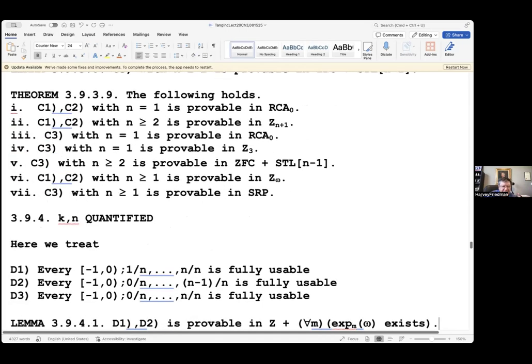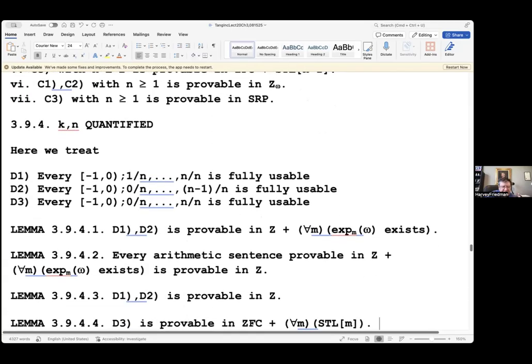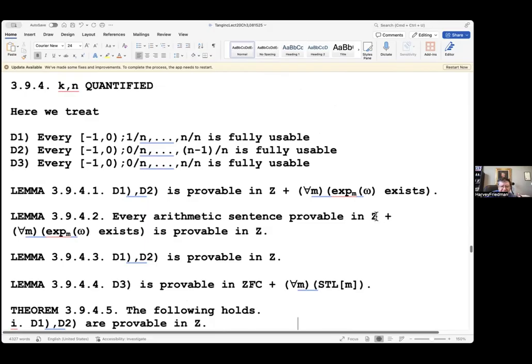Okay. Now, when K and N are both quantified, from just reading the informal argument, we get this. And this. Yeah, for every M, subtle of M. Subtle of M is a theory that says there's an M subtle cardinal.